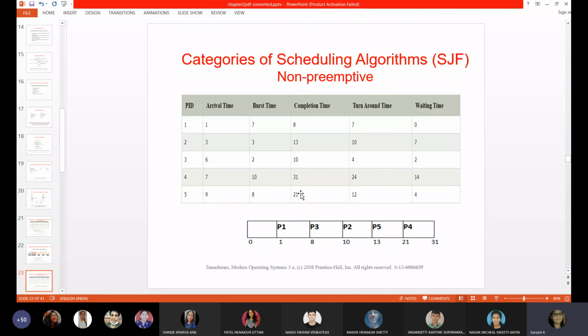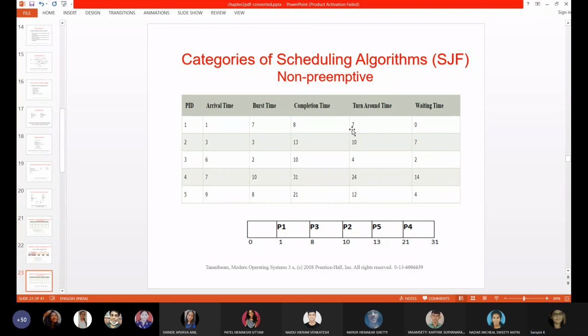What is the turnaround time? How will you calculate turnaround time? Completion time minus arrival time. 8 minus 0 is 8, 13 minus 3 is 10, 10 minus 6 is 4, 31 minus 7 is 24, 21 minus 9 is 12. So these are the turnaround times.